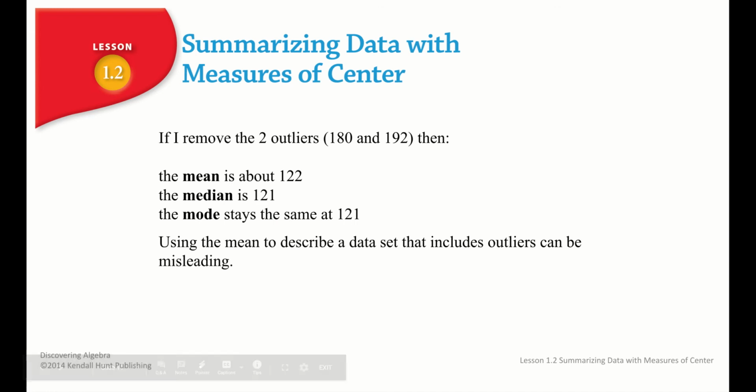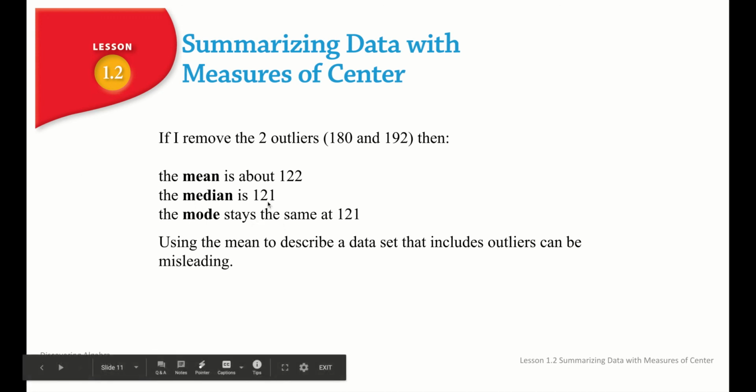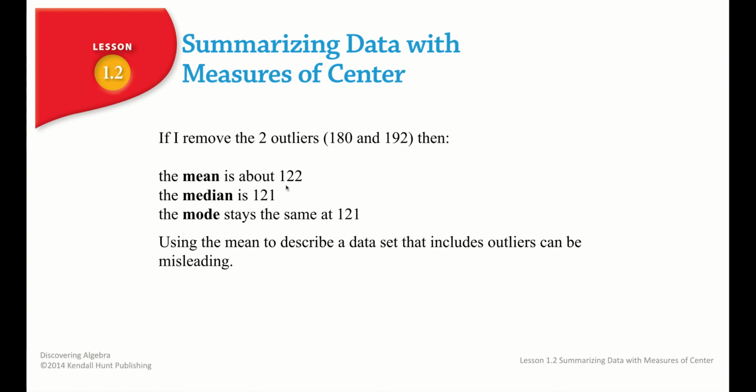And we see that when we do that, we get a mean of 122, a median of 121, and the mode of 121. So our mode hasn't moved at all. The median changed a little bit, and the mean dropped quite a bit. We went from 130 to 122. And that's because those outliers pull the mean to that higher value because they're so much larger than everything else. Our mean ends up looking larger than it kind of should be. It wouldn't be a typical value.